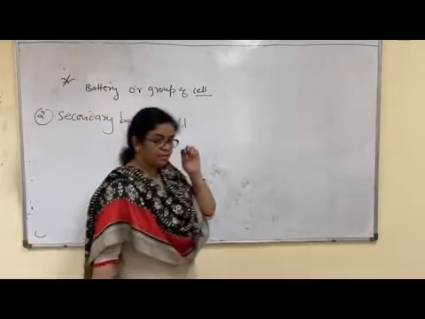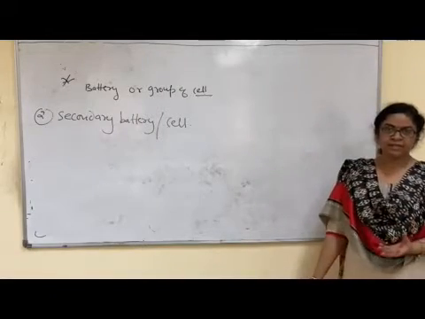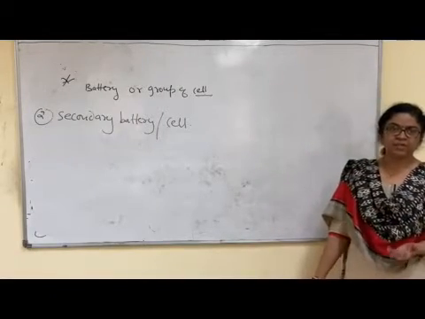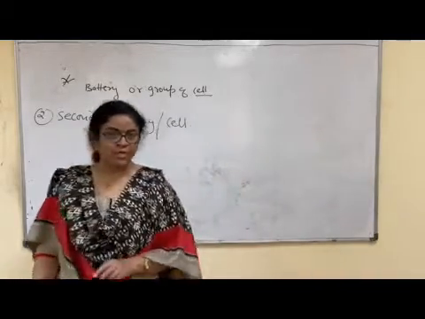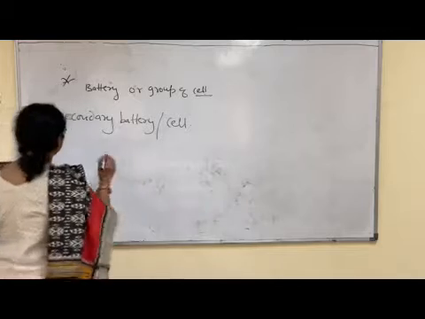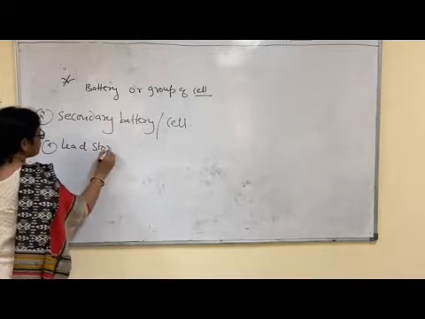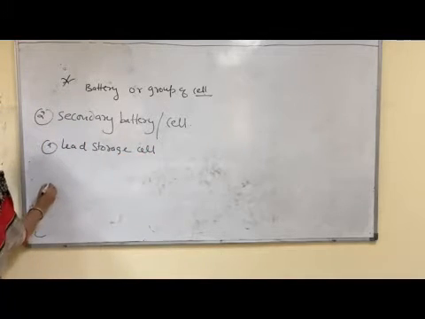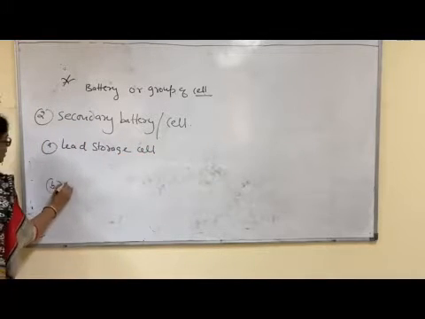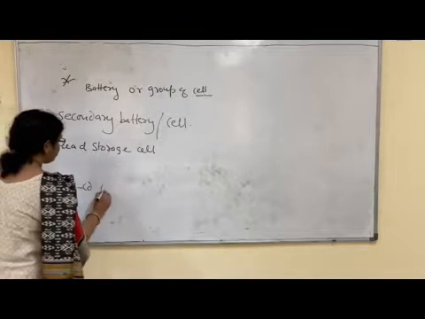Now children, like primary batteries are classified into two types, two categories, first is the dry cell, second is the mercury cell. In the same manner, the secondary cell is also classified into two categories. First is the lead storage cell, and second is the NiCad cell or nickel cadmium cell.